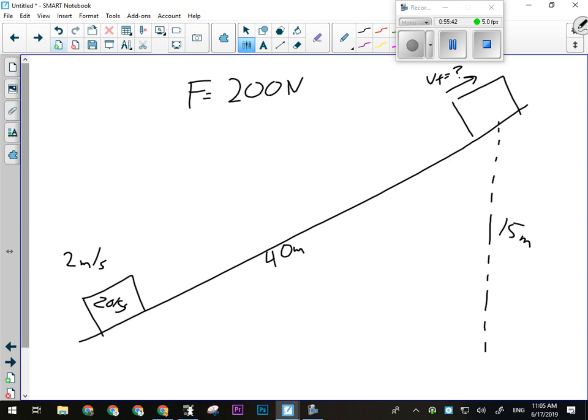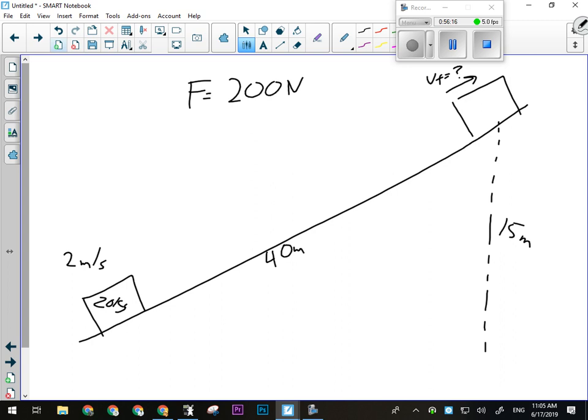Okay, it's a mess, but it'll work. So in this question, I have a 20 kilogram box at the bottom of a 40-meter long ramp. It's going to be pushed up the ramp by 200 newtons worth of force. At the top of the ramp, it's 15 meters higher than it was at the bottom, and it's going at some speed that I'm being asked to calculate.